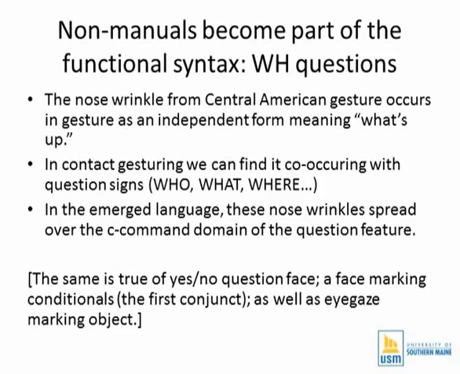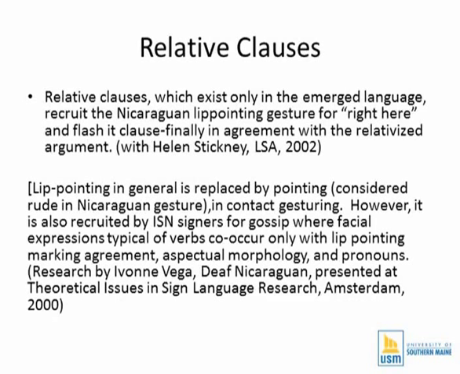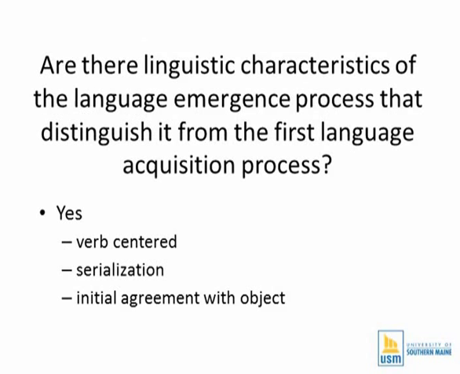The three classes, I think, are evidence of agreement. Syntax: the nose wrinkle that you saw her do in the contact gesturing can go with words like what, who, but as soon as you get the emergence of the sign language, you see that facial expression spreading over c-command domains. Same is true of yes/no facial marking on conditionals. Relative clauses in Nicaraguan Sign Language, you don't see them in the earlier stuff, you see them in the first groups, and they're marked with a little lip point, which gives you which element in what looks like headless relatives is the head of the relative clause. The languages are emergent languages, verb centered, serialized, with initial agreement with object.